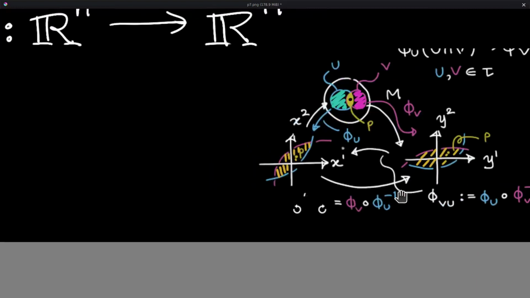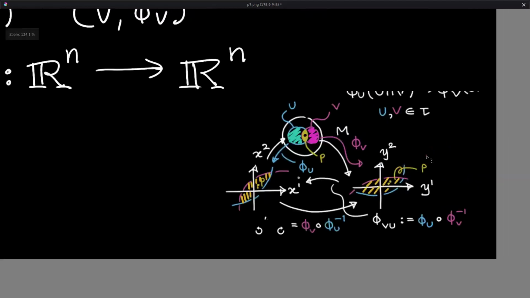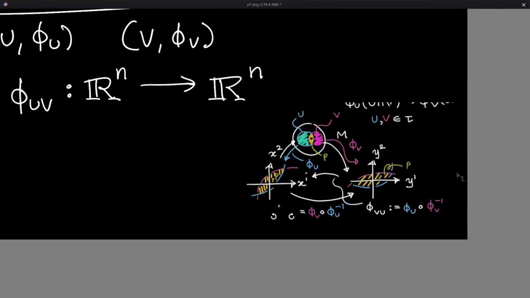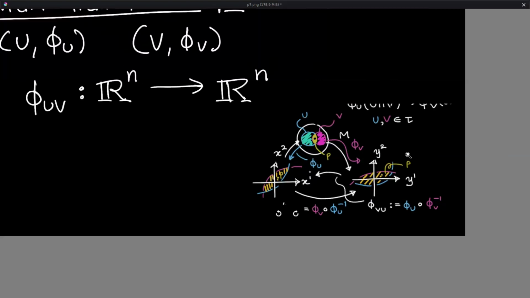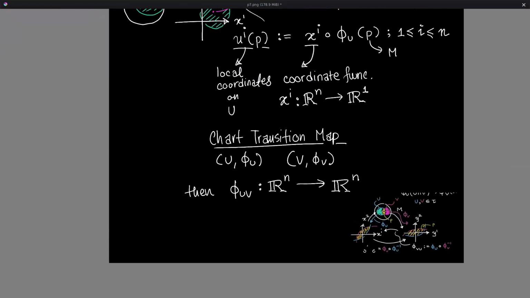So on the overlap between u and v, we can go from the coordinates x1, x2 to the coordinates y1, y2, and we also have the backwards, because this is a homeomorphism. The inverse map also exists, so we can always go backwards, which we expect because we have the forward transform and the backward transform. All right, so that is a chart transition map.